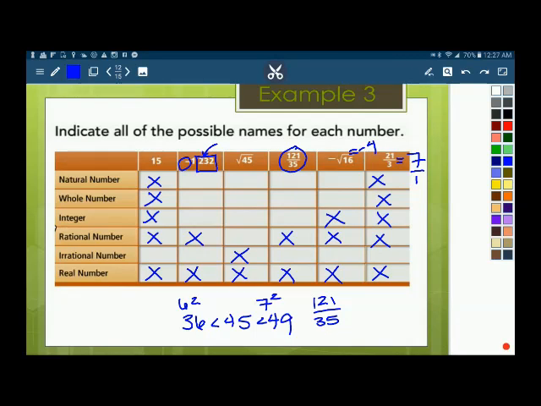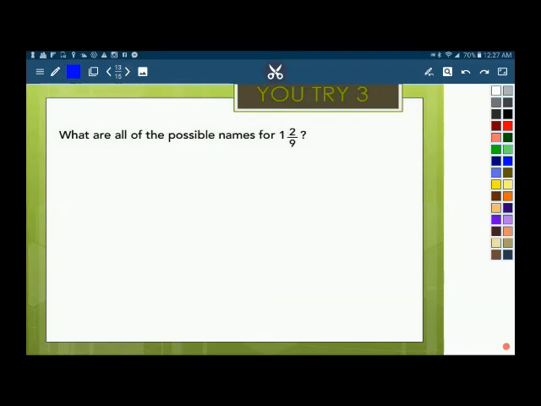So we went over a bunch of different examples of these numbers and what name categories they can be in. I want you to try to classify all the names for 1 and 2/9.